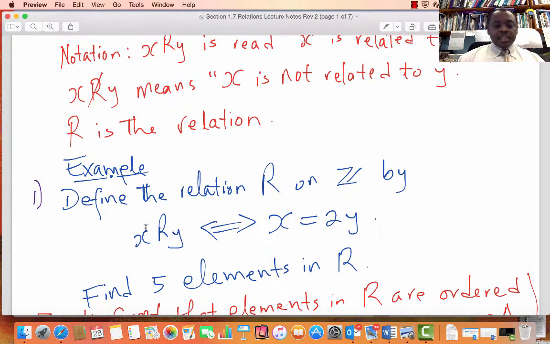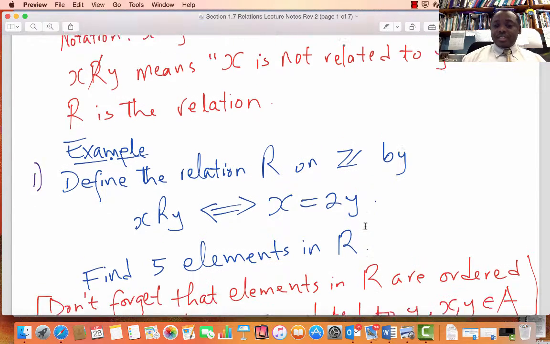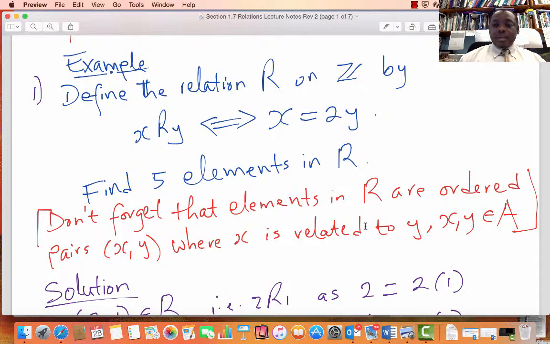Example: define the relation R on the set of integers by x is related to y if and only if x equals 2y. First question, find 5 elements in R. Remember that elements in R are ordered pairs of the form (x, y), where x is from A and y is also from A. And in this case, our non-empty set A is the set of integers. So find all pairs (x, y) such that x equals 2y.